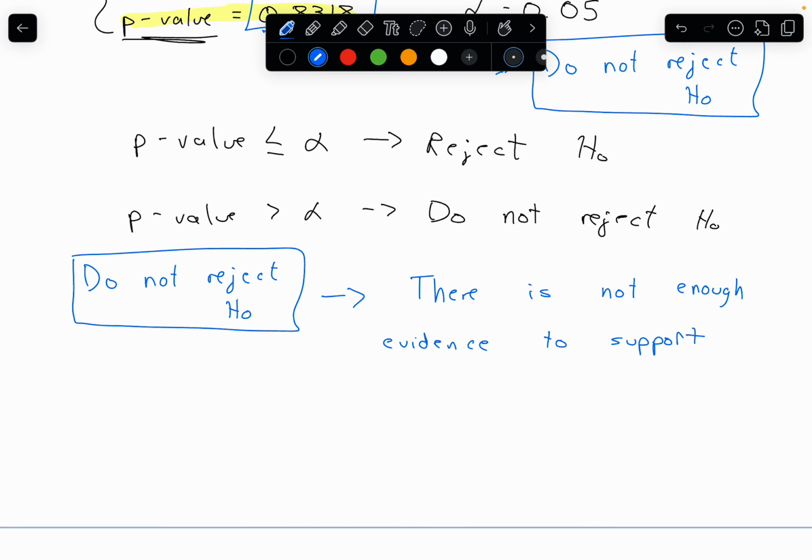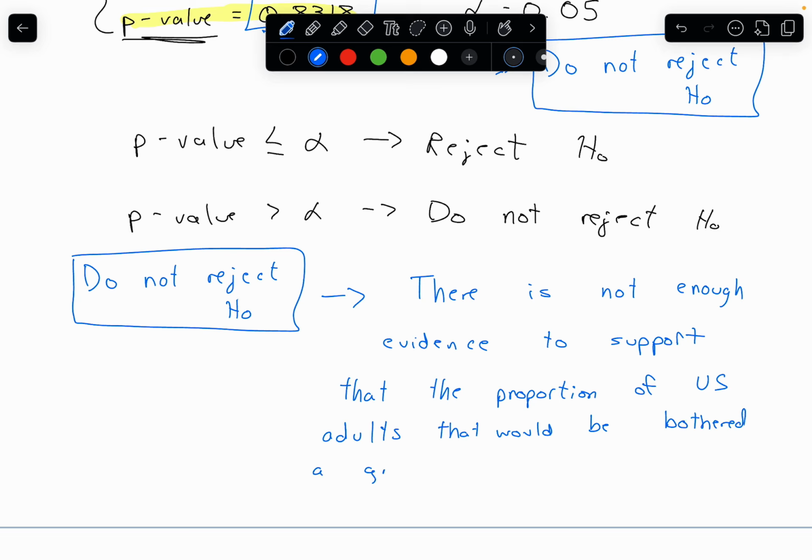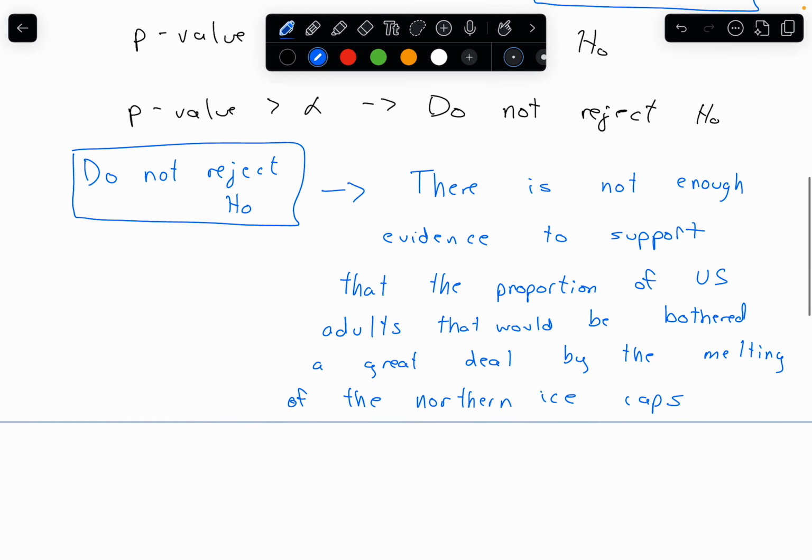So that means that there is not enough evidence to support that the proportion of U.S. adults that would be bothered a great deal by the melting of the northern ice caps is different than the proportion of Duke students.